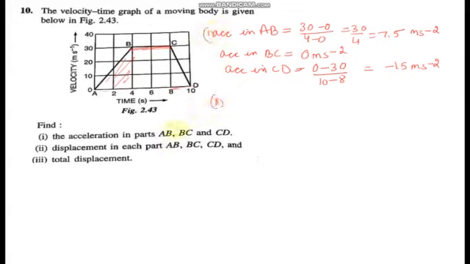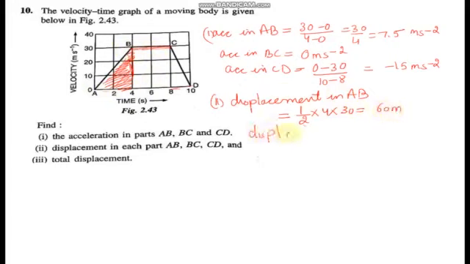Displacement in a velocity time graph is given by the area under the graph. So what is the displacement in the part AB? Displacement will be the area under the graph AB. This is a kind of right angle triangle, so displacement will be half into base into height. What is the total length? It is 4. And what is the height? It is 30. So it comes out to be 60 meter.